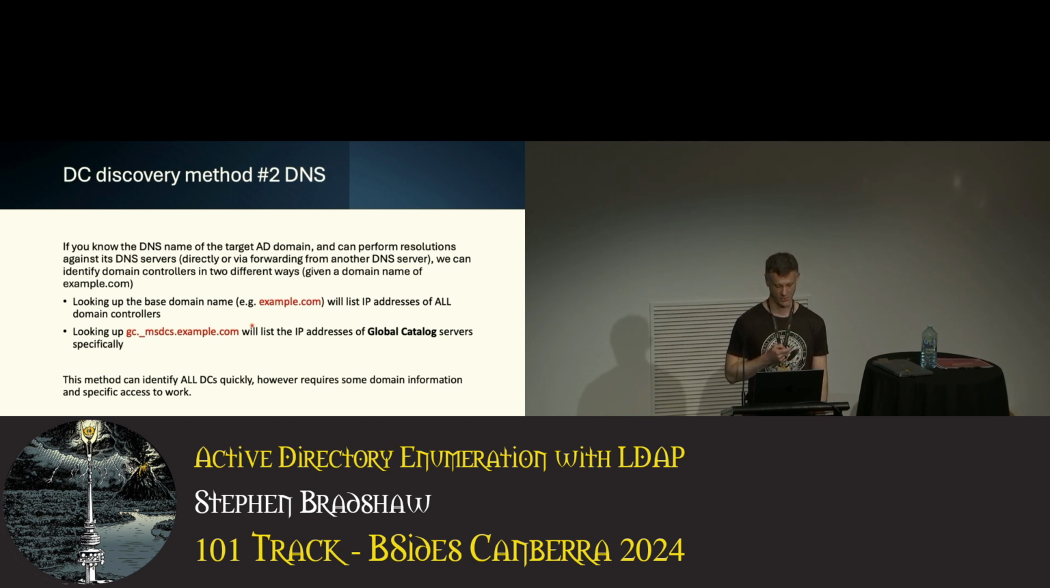Secondly, if we look up a record with the name of gc._msdcs.example.com, that will list the IP addresses of the global catalogue servers within that domain. So this approach is good for identifying all of the domain controllers quickly. However, you need some information, you need a domain name, and you need some access. You need to be able to do DNS queries.